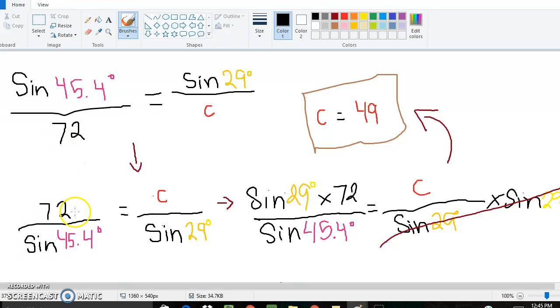So we flip this over again and get 72 over sine 45.4 degrees equals C over sine 29 degrees. Now we do the same thing where we cancel out sine 29 degrees by multiplying it by itself and then bringing it over here and doing the same, because whatever you do to one side, you have to do to the other side. So now you have sine 29 degrees times 72 over sine 45.4 degrees. You plug this into the calculator to get 49. So 49 equals C, side C.